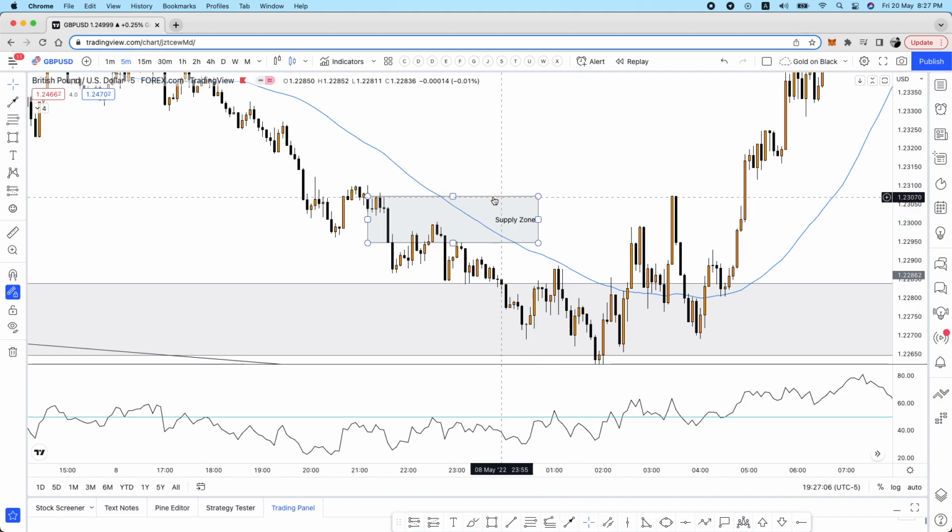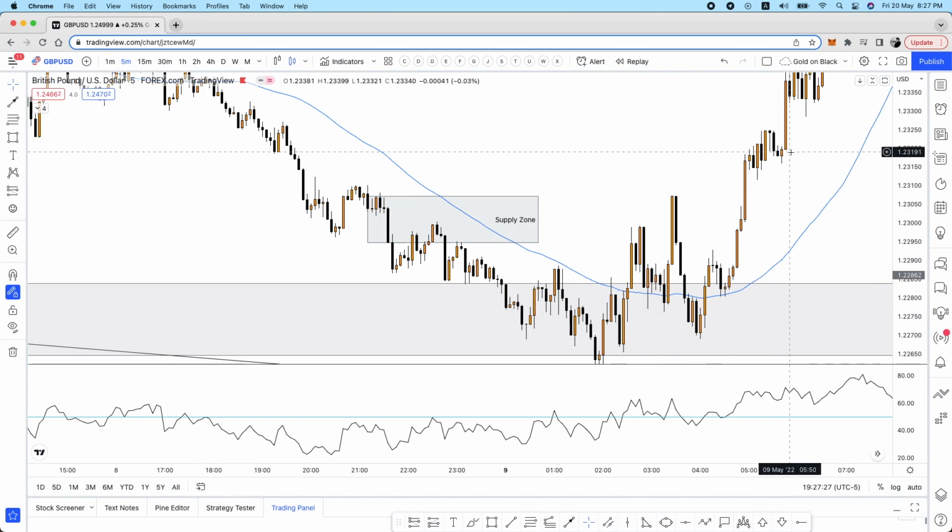Supply zone, right? Now that you spotted the supply zone on a downtrend because you are below that 50 simple moving average, we're trying to look for sales. When you are below the 50 simple, we're going to be looking for sales. I'm not going to be looking for a demand zone in this area. I need to be looking only for supply zones on a downtrend.